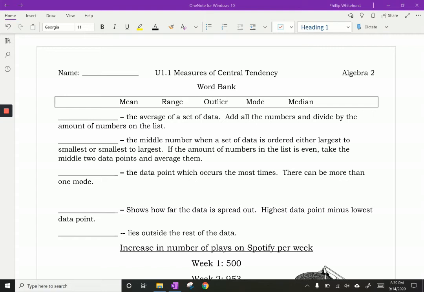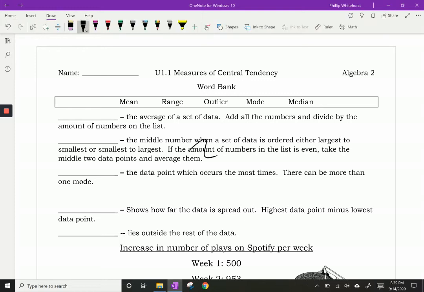Alright, so first thing, vocab. We got mean, range, outlier, mode, median. We got to identify what's what. So let's look at the first word. The average of a set of data: all the numbers added up and divided by how many numbers are in the list. So finding the average is the same thing as finding the mean.